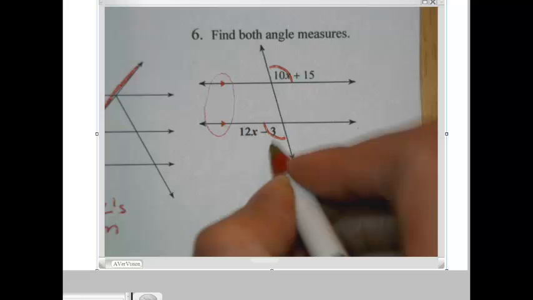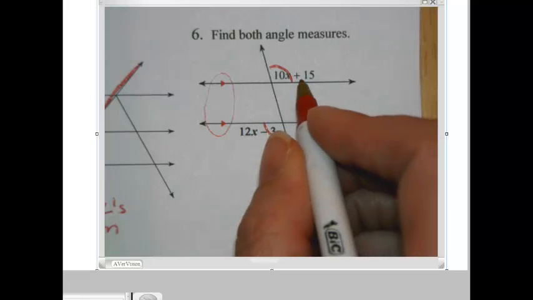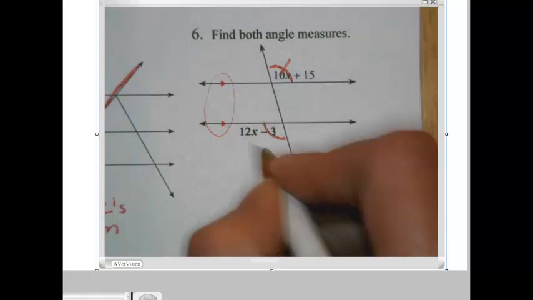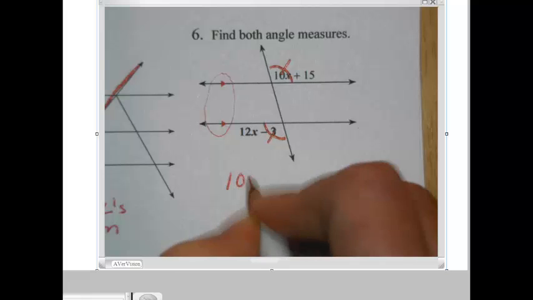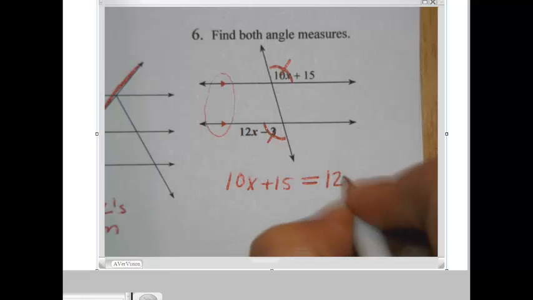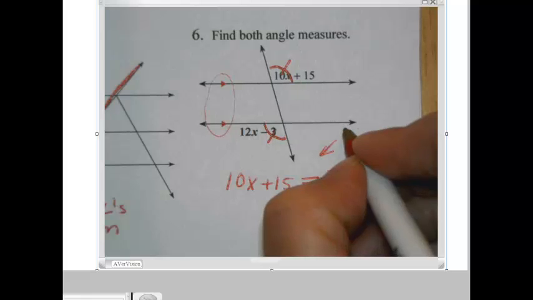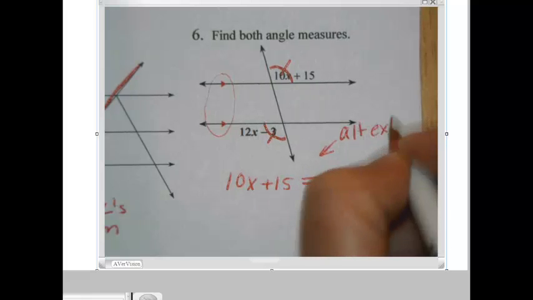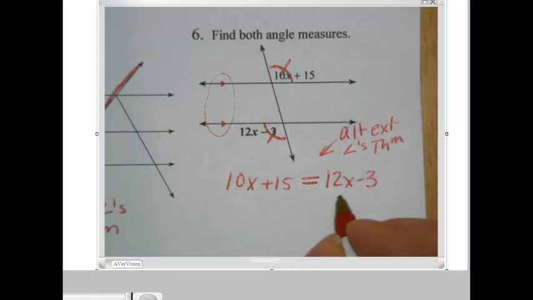They're alternate exterior. So I'm going to set up an equation that says that my 10x plus 15 angle is congruent to my 12x minus 3 angle. So 10x plus 15 is going to have the exact same value. It's going to be equal to, it's the same thing, as 12x minus 3. And that gets justified by the alternate exterior angle theorem. That's the theorem that allows me to set up this equation.